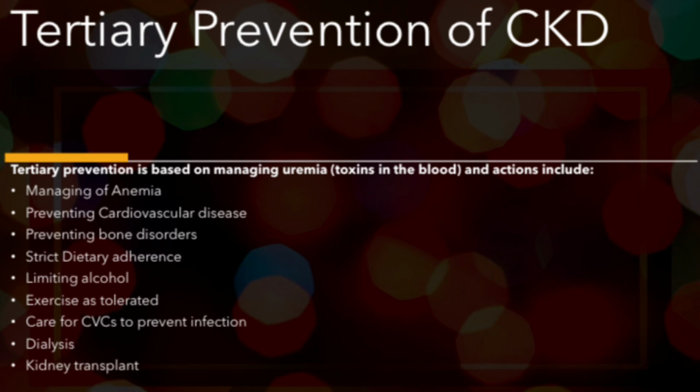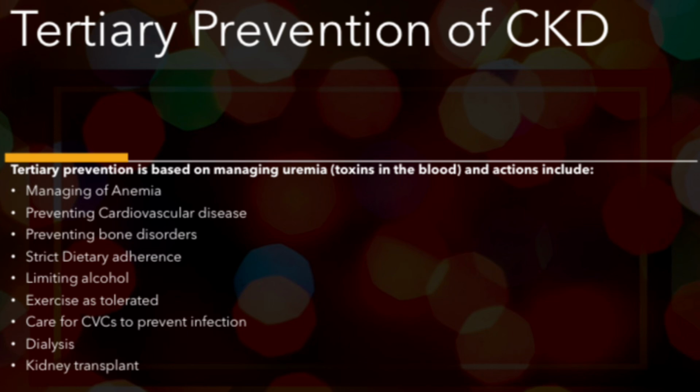Preventing bone disorders is another way to monitor or prevent further damage because of end-stage renal failure. And limiting alcohol, as in you don't have to give up your whole life to survive. You can still enjoy a little bit of alcohol, just not as much as you used to if you were a heavy drinker to begin with. Exercise is tolerated as good because you sweat, you get rid of toxins through your skin as well. So it's still good as long as you can tolerate it.